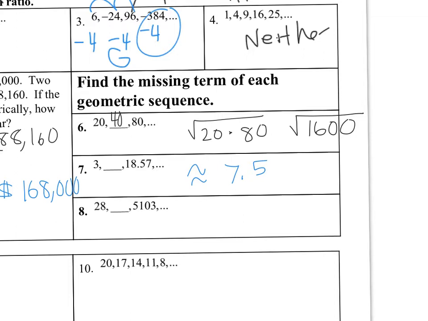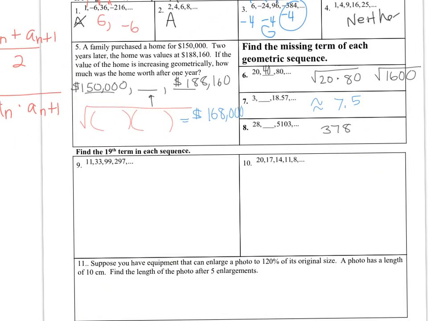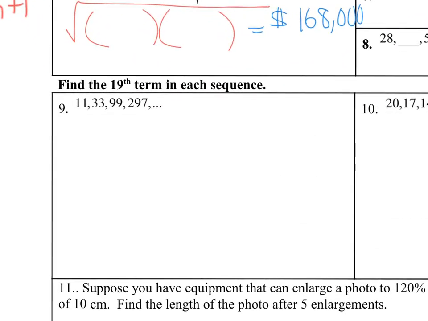And I get exactly 378. So arithmetic mean, you add them up and divide by 2, and geometric mean, you multiply them and take the square root of it. And then number 9, find the 19th term of the sequence.